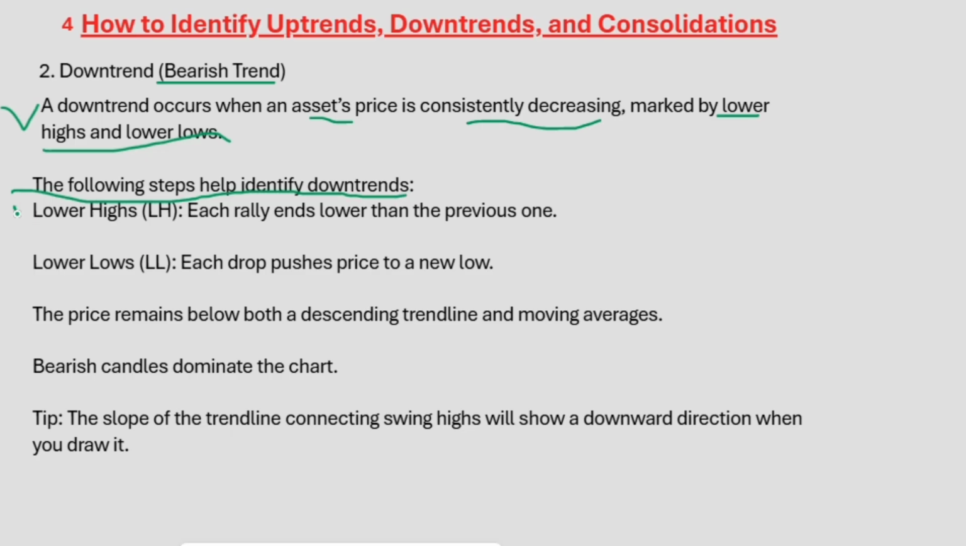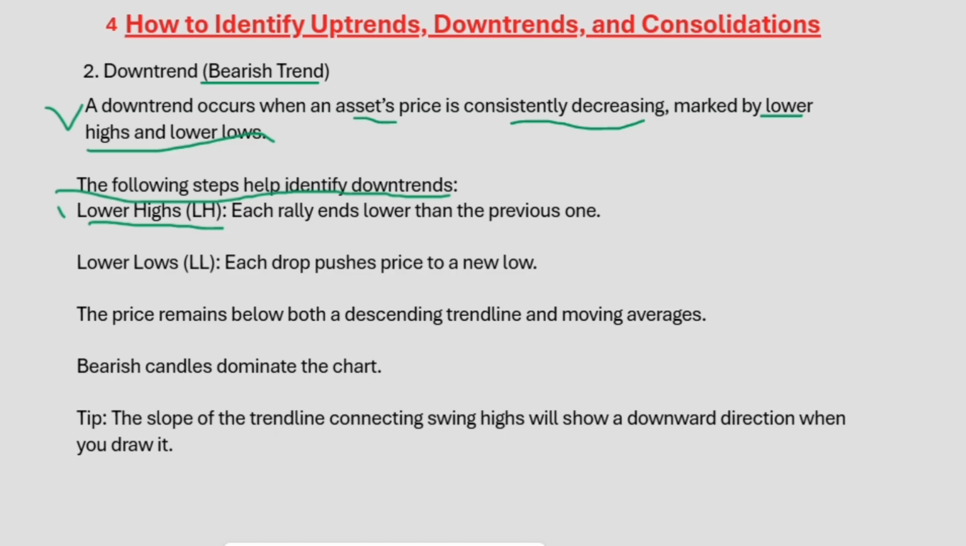Number one, lower highs, LH. Each rally ends lower than the previous one. You have this one, lower high, then we have the lower low around here. Then another lower high, then lower low.